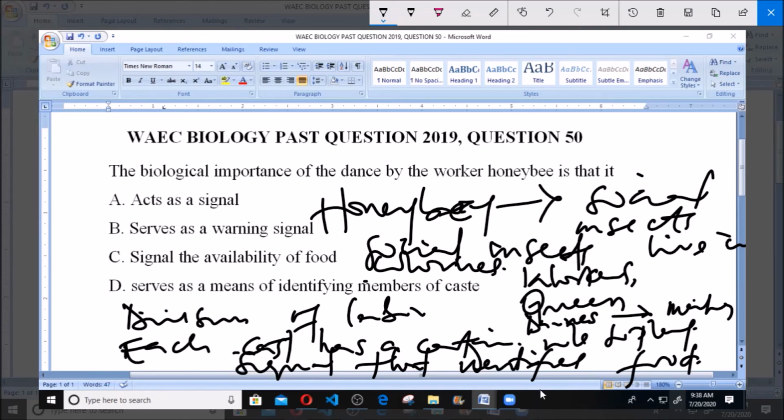So now the biological importance of the dance by the worker honeybee is what? It is that it signals the availability of food, which is C.